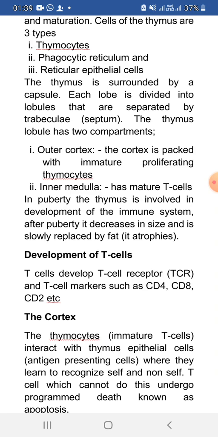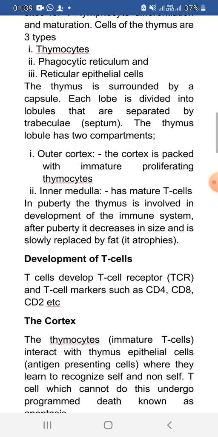I said that. But one thing that we need to mention is that at birth we have the thymus developing. It grows to maximum around puberty. After that, it atrophies. That means it reduces in size until it is replaced by fat and disappears somehow.